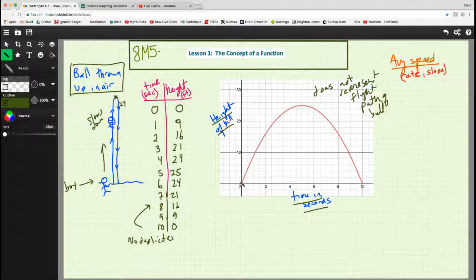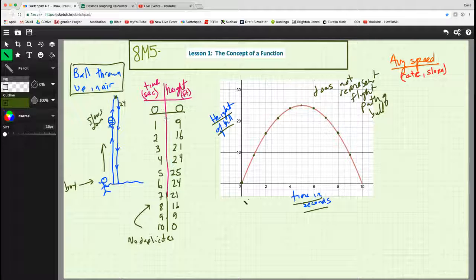So after 0 seconds, the ball's at 0. After 1 second, the ball's right here at 9. After 2, it's at 16. After 3, it's at 21. After 4, 24. 5, 25. See, here's my points. And all the same points that are sitting over there on my T-chart. Okay. So there's no duplicates.